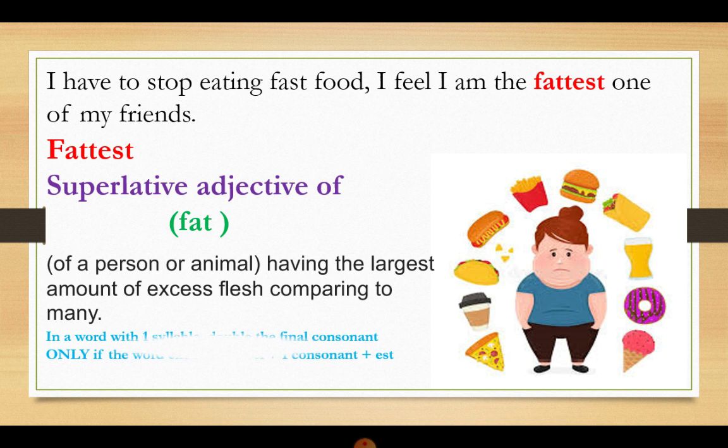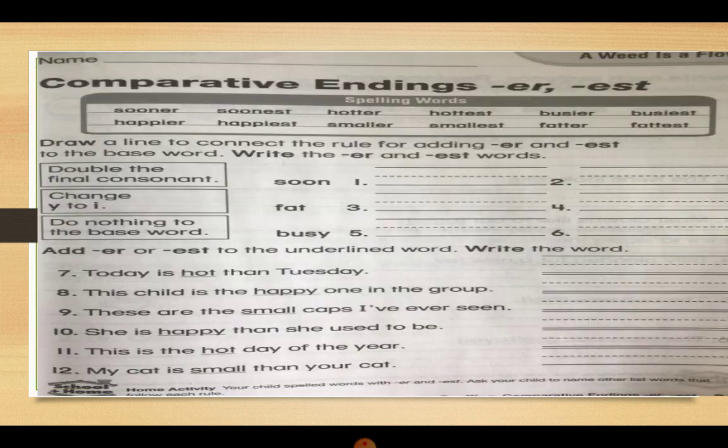Okay, let's read again. The change happened to the word. In a word with one syllable, it has only one vowel and one final consonant, so we double the final consonant. So it will be F-A-T, T. Then I add E-S-T. By that, my dear students, we finished our spelling lesson for today.